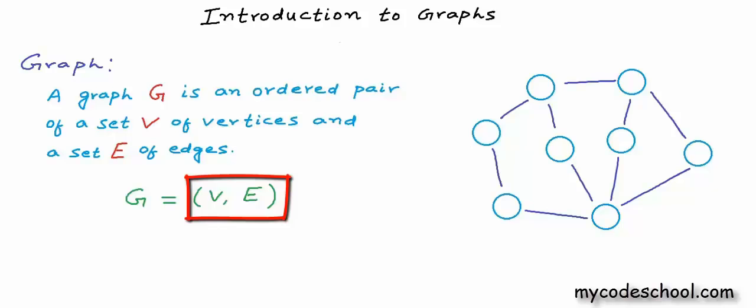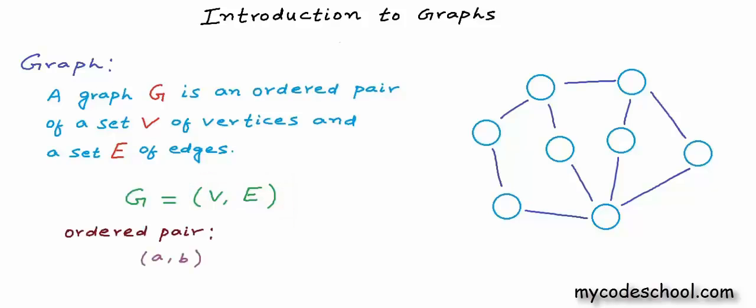Now because the order here matters, we can say that V is the first object in the pair and E is the second object. An ordered pair (A, B) is not equal to (B, A) unless A and B are equal. In our definition of graph here, first object in the pair must always be a set of vertices and the second object must be a set of edges. That's why we are calling the pair an ordered pair.